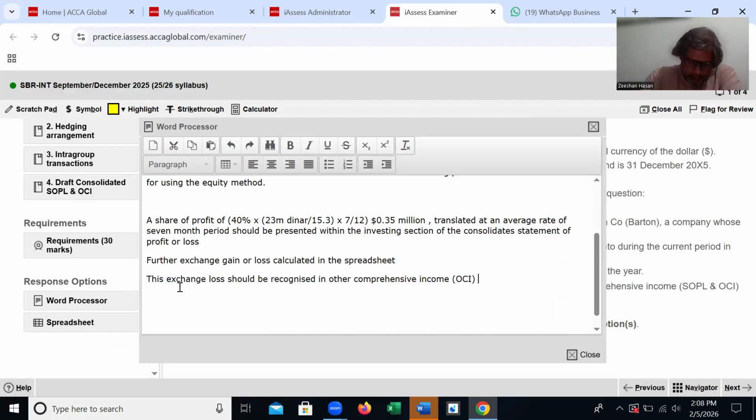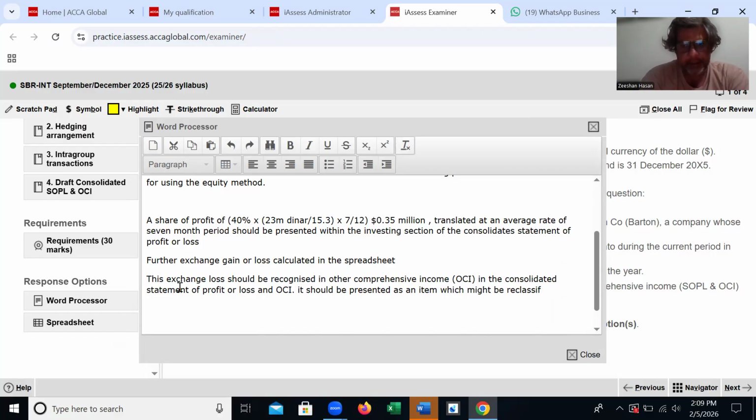Okay. In the statement of profit or loss, in the consolidated and OCI, it should be presented as an item which might be reclassified to profit or loss in future periods.